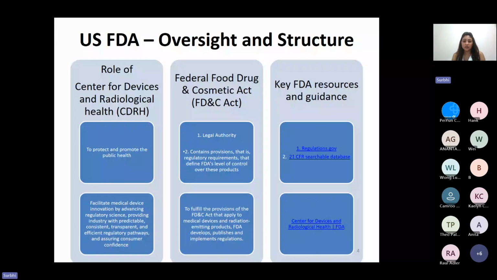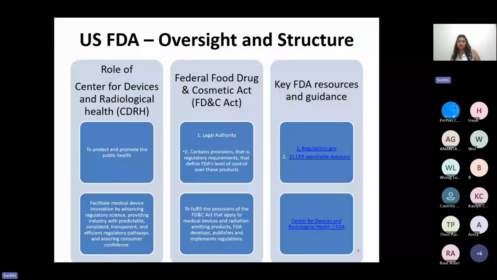Then the Federal Food, Drug, and Cosmetic Act, the FD&C Act, is the prime act that governs medical device regulations. It is a legal authority. It contains provisions, that is regulatory requirements, that define FDA's level of control over these products. And then finally, they fulfill this by applying regulation, publishing, and implementing other areas, for example post-market surveillance, vigilance, etc. in the US.